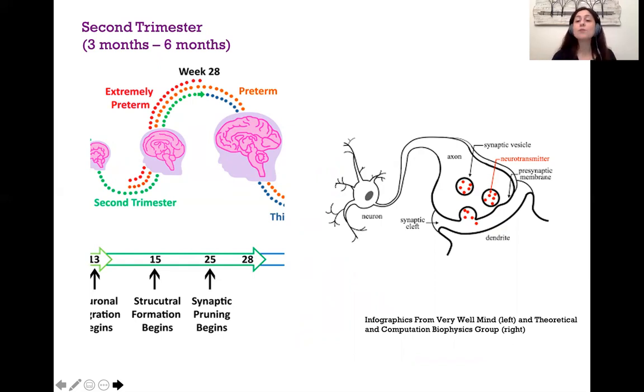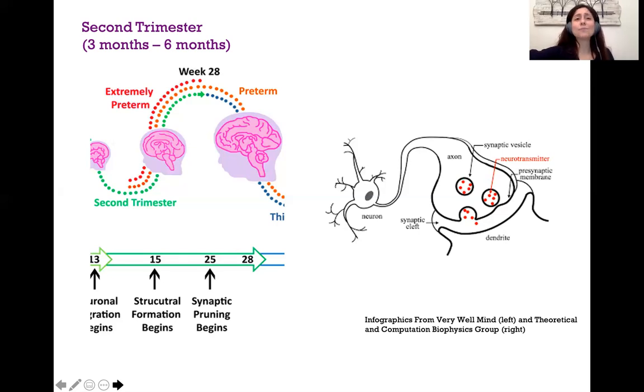Basically, this involves removing extra connections that are not necessary. And this process continues after birth and is a product of social learning. So you use it or you lose it, right? During the 4th month, the fetus can suck and swallow, and by the end of the 6th month, the sensory receptors are well established, meaning that the developing fetus is sensitive to touch and may react to it with movement.